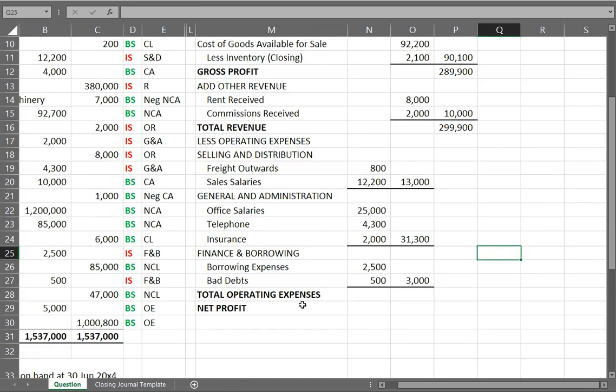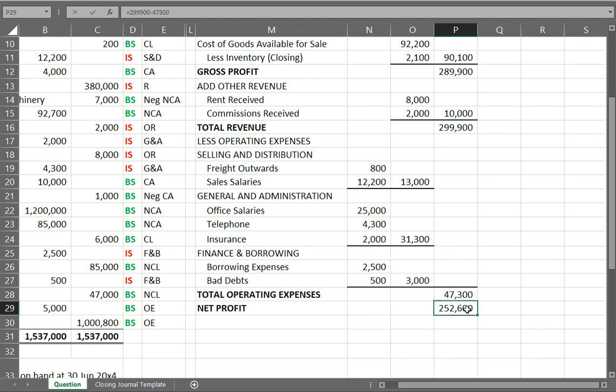Now we can calculate total operating expenses. And that will be done by adding up total selling and distribution plus general and admin plus finance and borrowings. Okay. Note how I am writing this under the line because I have a separate heading for it. Okay, so it needs to make sense. And finally, net profit will be calculated as total revenue, take away total expense.